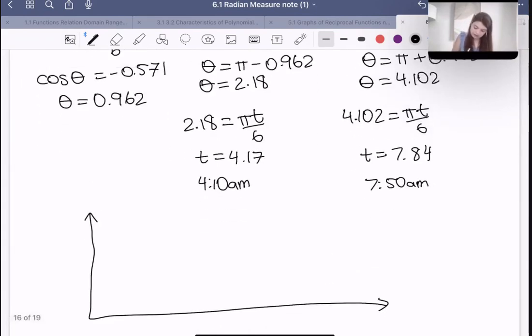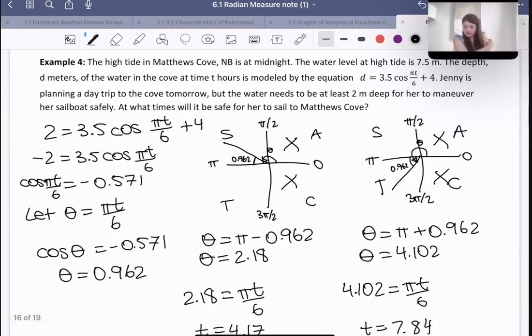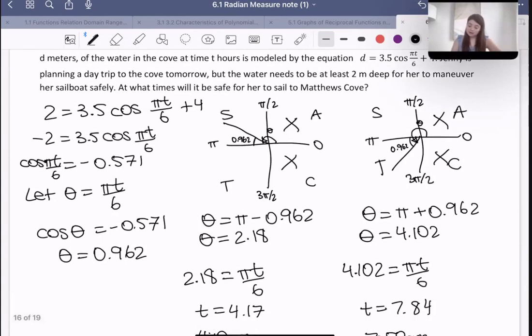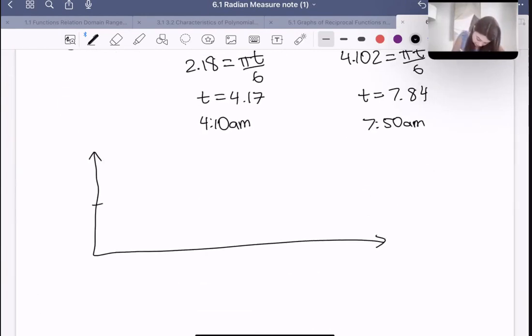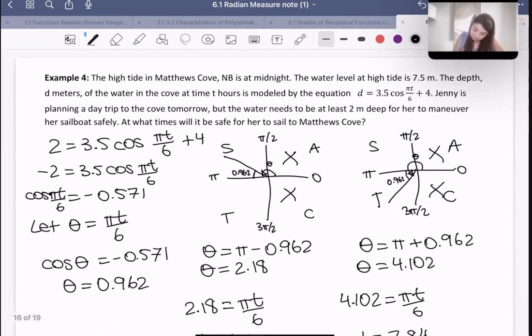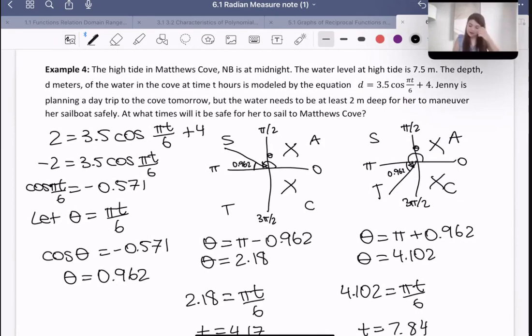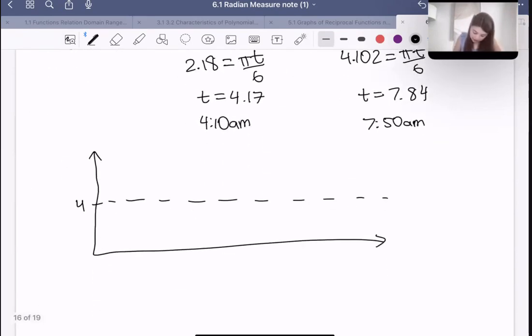Oh, wait, they gave us the whole equation. Okay, so never mind. We have plus 4 at the end, which means the midline is going to be at 4. We also have that the amplitude is 3.5, which makes sense. They said high tide is 7.5, right? So adding 3.5 would get us to 7.5, and subtracting would get us to 0.5. So those are our minimum and maximum points, so that's going to be important.